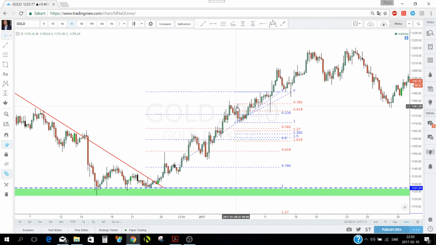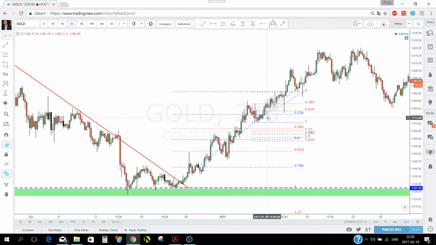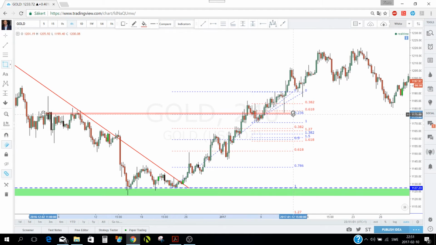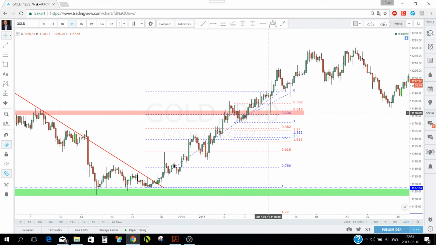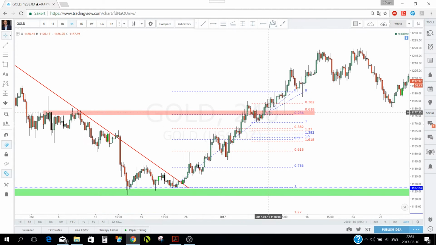And of course we've been looking for more things, and as you see here, we have this whole structure that acted as resistance before and now should act as support. So in this area down here, that should be a clear entry reason. We have this rejection, and we have this whole structure to lean on, and of course the Fibonacci cluster back down here.